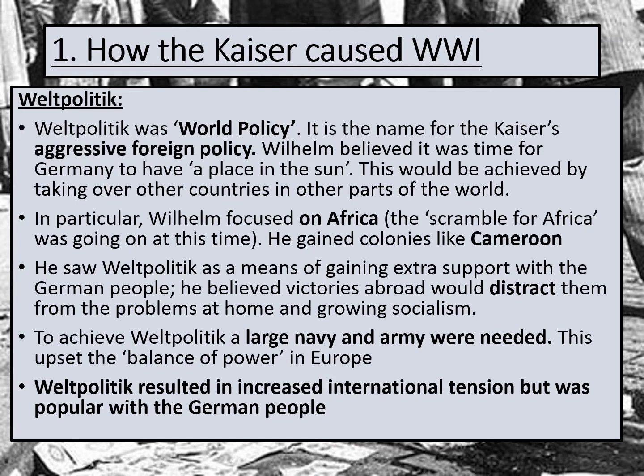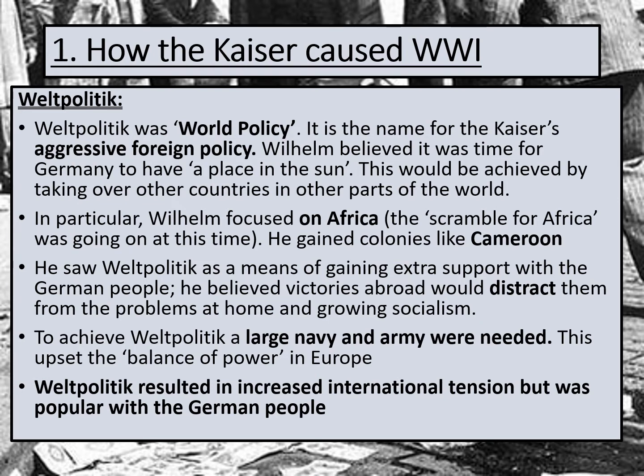He wanted areas abroad that would allow Germany to become stronger, would give them lots of prestige, and also they get resources and money from those places. In particular, at this point in time, he was going to get his place in the sun in Africa. This was right in the middle of the scramble for Africa, where countries were snatching land all over that continent. And he did gain colonies, such as Cameroon. He saw this as a means of gaining extra support with the German people.